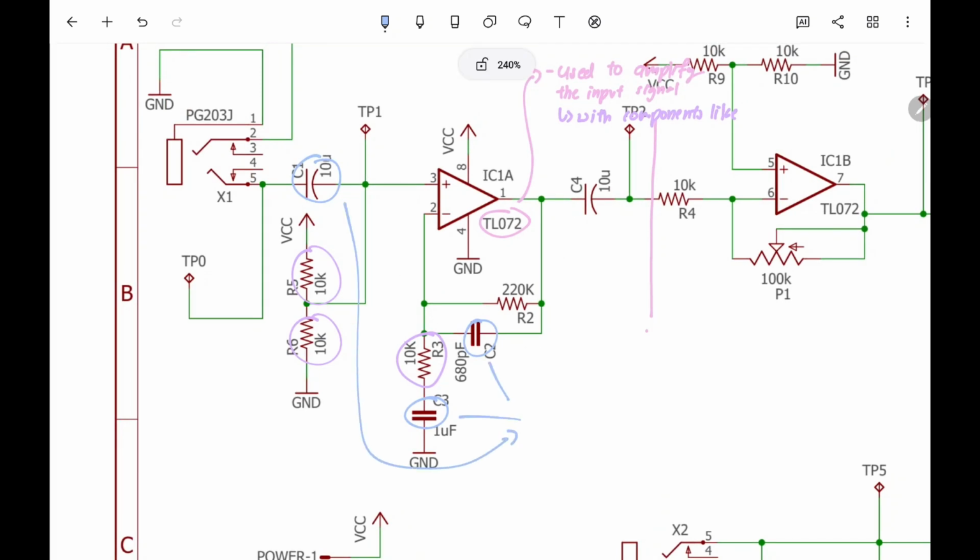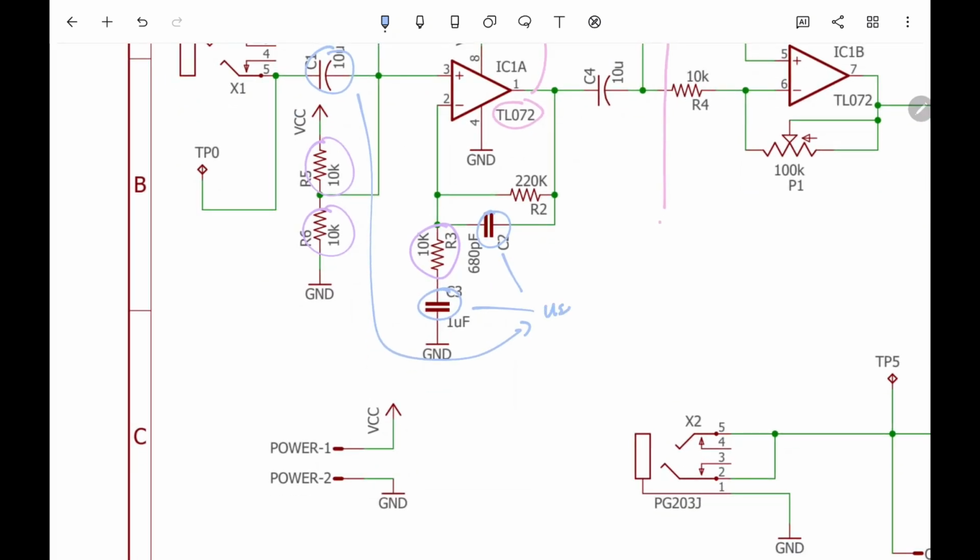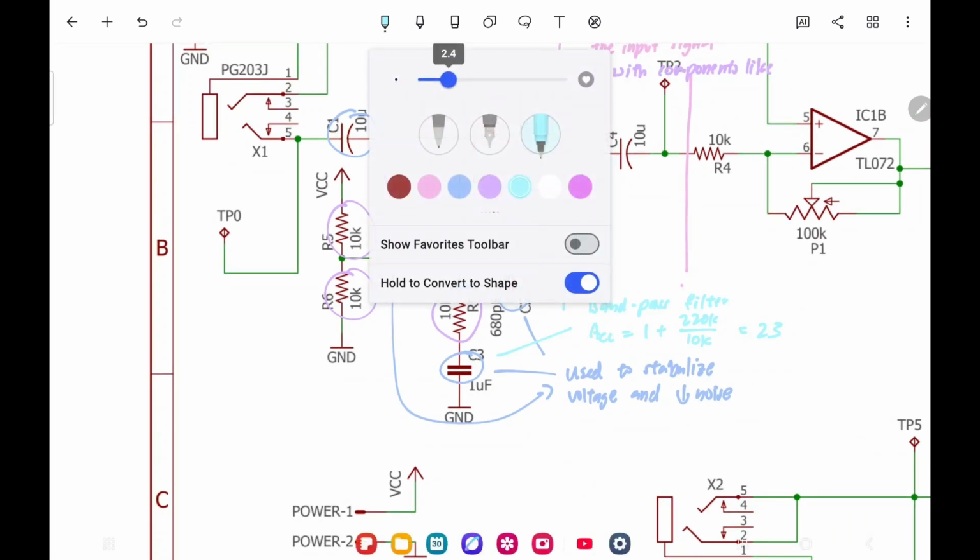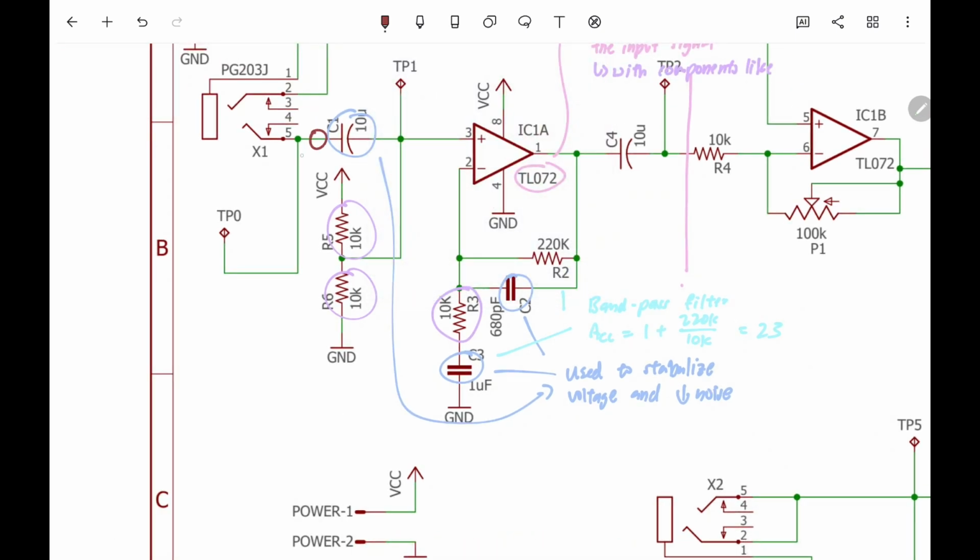So at this part where all the capacitors are used, these are actually all used to stabilize the voltage as well as decrease any noise that is around. And then at this part would be the band pass filter, which we use the formula ACL equals 1 plus R2 over R3, which gives us 1 plus 220k divided by 10k, which gives us the answer of 23.